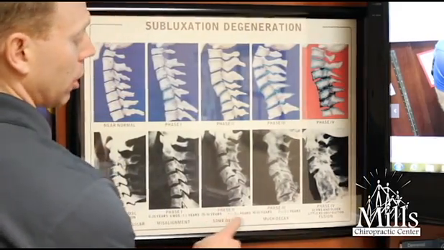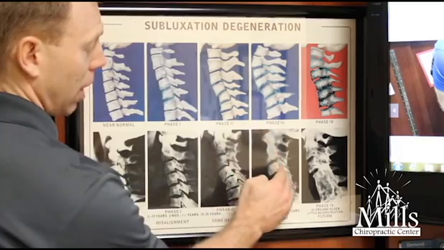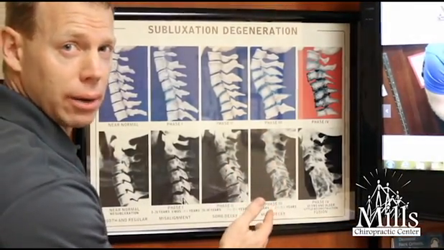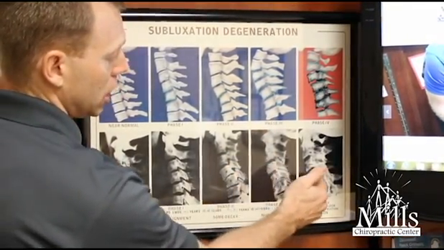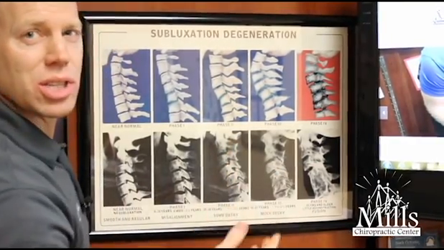Phase 2 left uncorrected goes on to phase 3, and you can see, unfortunately, this condition is progressing and continuing to degenerate and break down. The reason we use these pictures in this chart is because this is the exact same person. This isn't someone different.